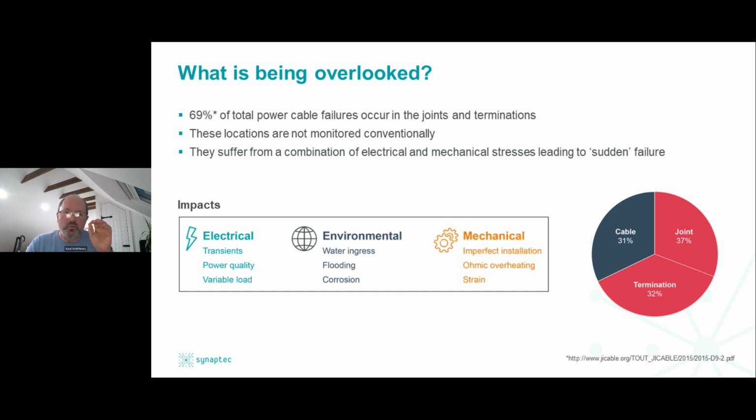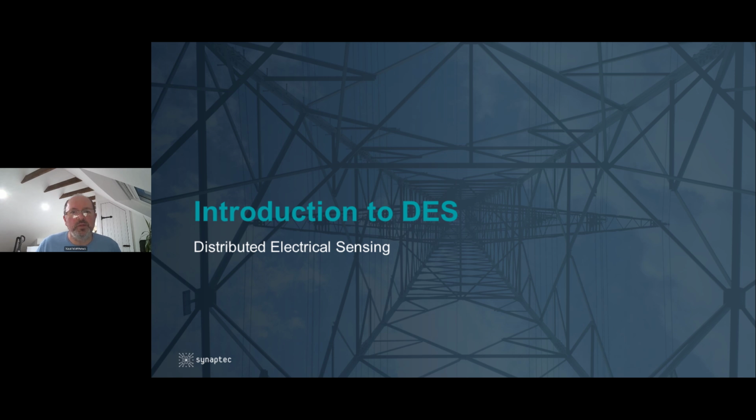We've realized that one of the key insights is that if you can understand the combined effect or the correlation of electrical and mechanical stresses and some environmental stresses at these locations, you can see the early warning signs or the precursors to failure that are evident. And we're going to take you through that today with the help of Stephen and Tobias.